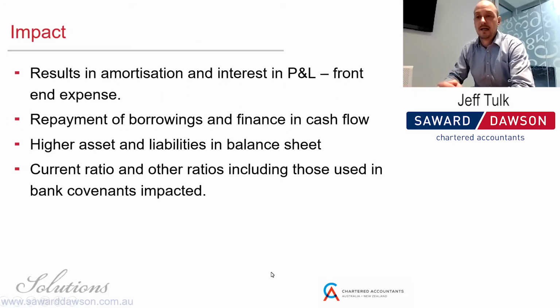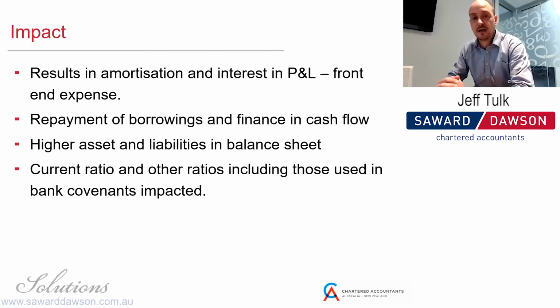So what are the main impacts? Obviously, it results in amortisation and interest in your P&L and the front-ending of that expense. At the moment, we're used to seeing operating lease payments as an expense. We'll now see amortisation and interest once this standard is effective. In the cash flow, you'll see repayments of borrowings and finance costs. You'll see higher assets and liabilities on the balance sheet, and your current ratio and other ratios used in bank covenants will be impacted.